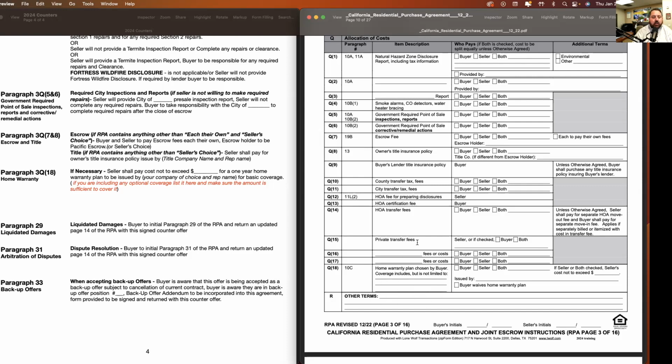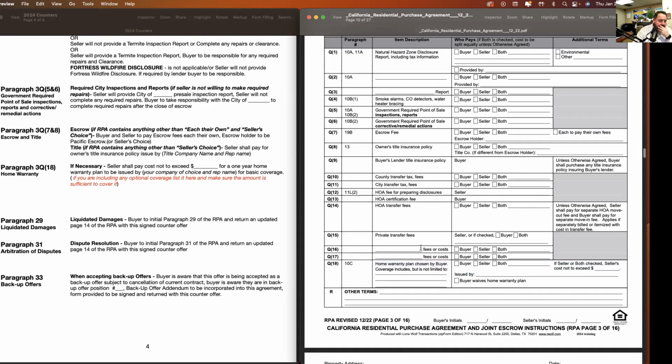It needs to be included, because this says home warranty plan chosen by buyer, coverage includes, but is not limited to. Well, there's no extra coverage, so that means it's basic. So if I get an offer like that, I'm going to counter back to what the basic cost is. If they want the extra coverage, they need to ask for it. Or if I'm going to give them extra coverage, I'm going to state what coverage is in there. But if they're not giving me the right amount, I'm going back to basic, plain and simple. That's how it works.